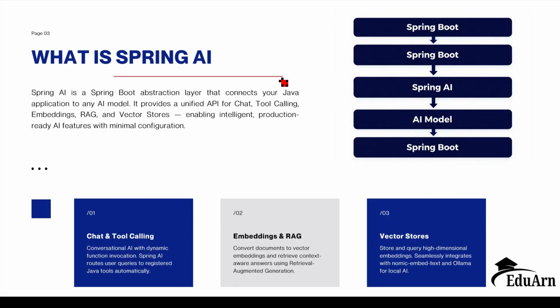What is Spring AI? Spring AI is a Spring Boot abstraction layer that connects your Java applications to any AI model, for example OpenAI, Gemini, Cohere, and others. It provides a unified API for chat, tool calling, embedding, RAG, and vector store. It enables intelligent, production-ready AI features with minimal configuration, like chat, tool calling, and embedding for RAG, followed by the vector store.